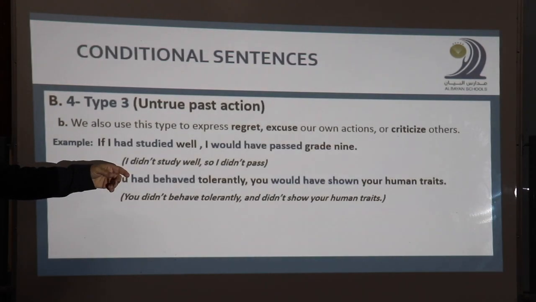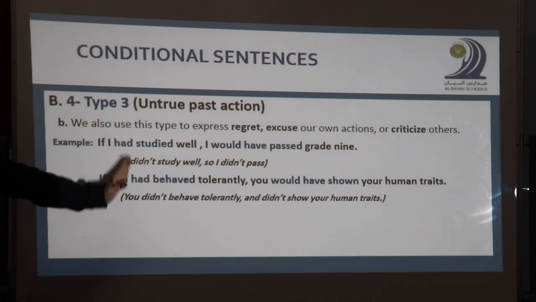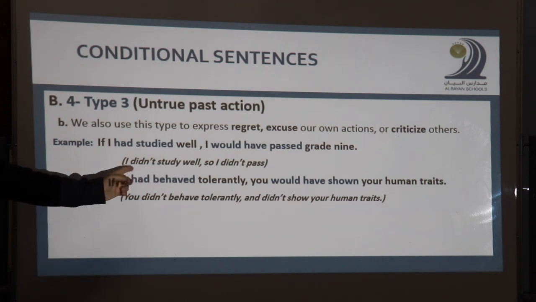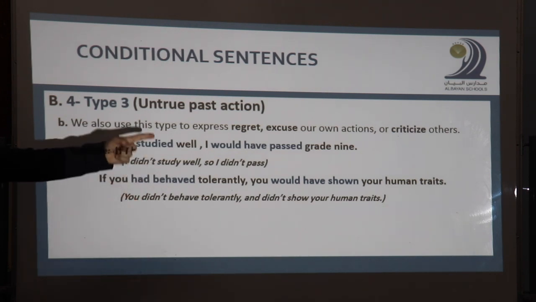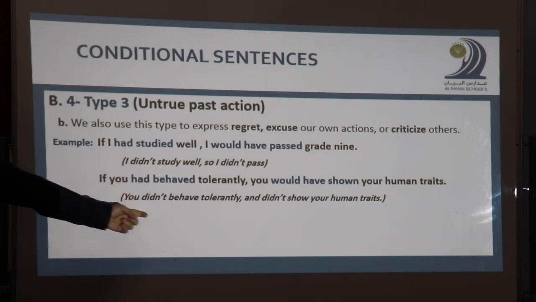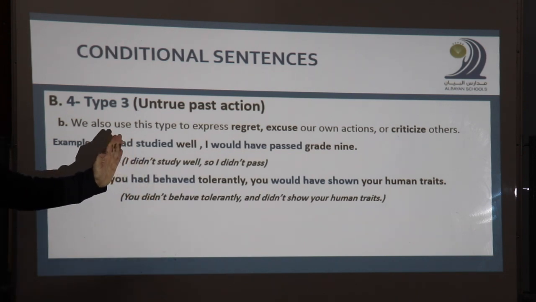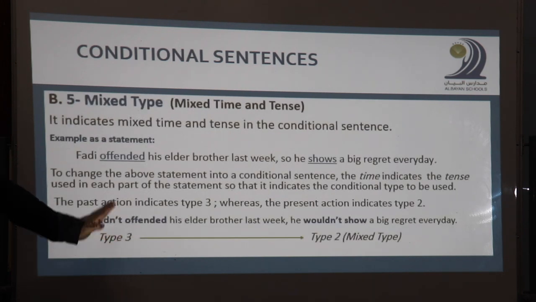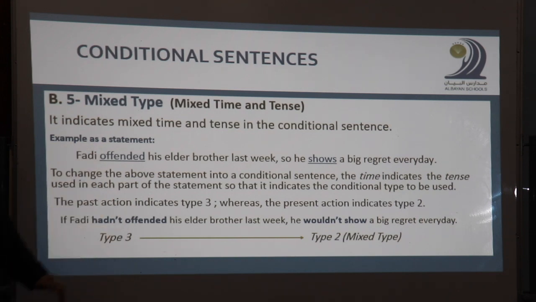Let's see it. I would have passed grade 9. That's type 3, as we agreed: the past perfect, and would plus have plus past participle. I didn't study well, so I didn't pass. If you had behaved tolerantly, you would have shown a situation that didn't happen in the past. Keep us here, please, in this one. So the statement is to be changed into a conditional sentence.